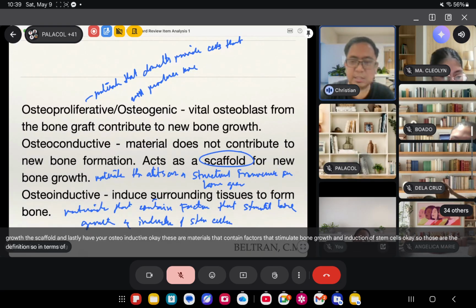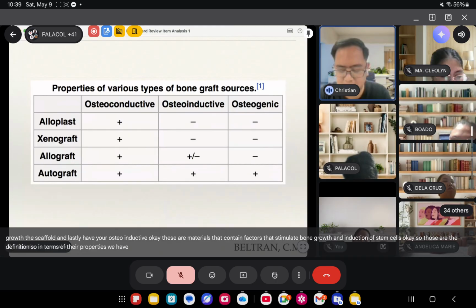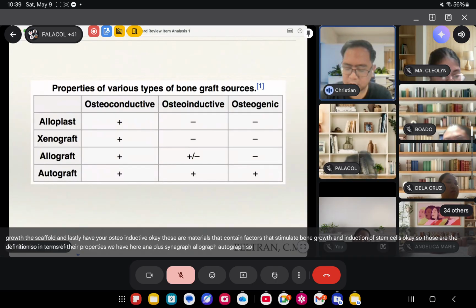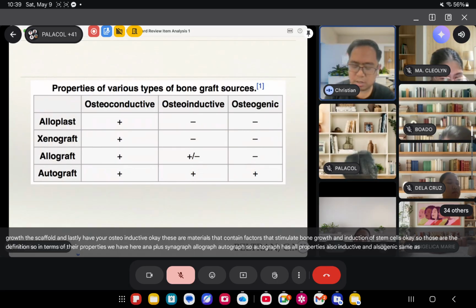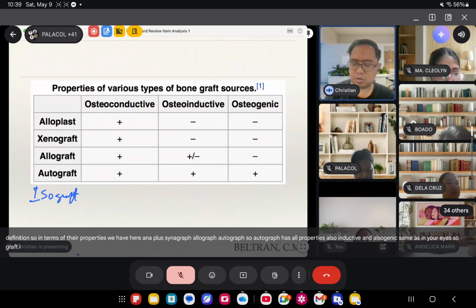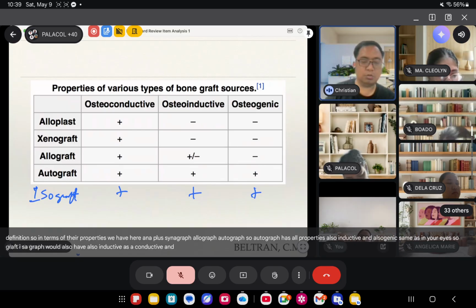So in terms of their properties, we have here alloplast, xenograft, allograft, autograft. So autograft has all properties: osteoconductive, osteoinductive, and osteogenic, same as in your isograft. Isograft would also have osteoinductive, osteoconductive, and osteogenic. All right.